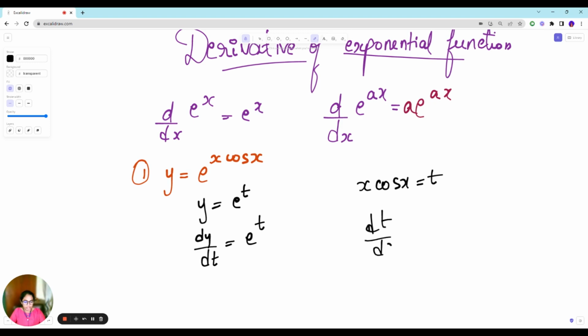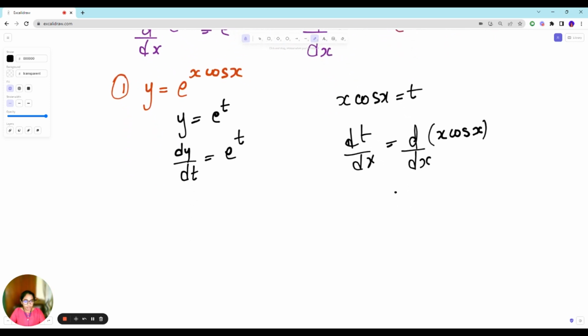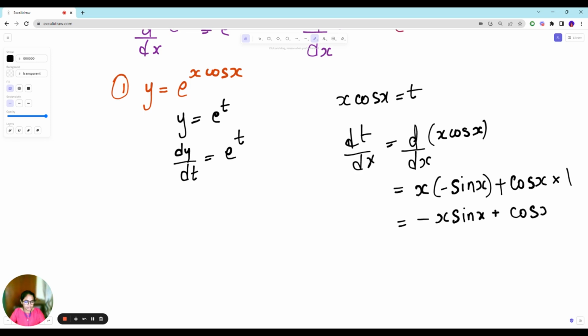And here what should I do? dt by dx would be d by dx of x cos x. So here we apply product rule. What does product rule say? Keep the first term as it is, differentiate the second term. Differentiation of cos x is minus sin x, plus keep the second term as it is, that is cos x, into differentiation of x, that is 1. So this will be equal to what? Minus x sin x plus cos x.